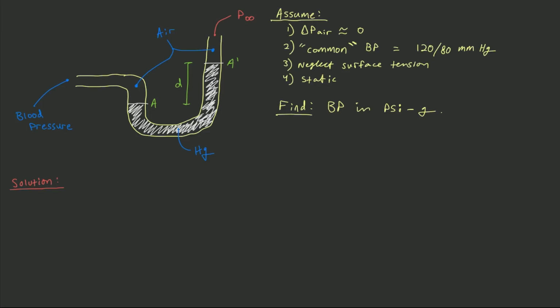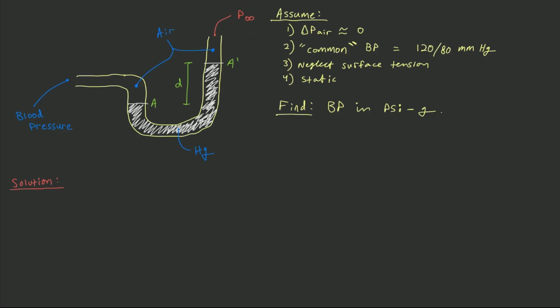In this example problem, we'll be applying the hydrostatic pressure equation to a sphygmomanometer, which is a very particular type of differential manometer which measures blood pressure. For simplicity, we'll be idealizing this sphygmomanometer as a simple U-tube manometer, as shown here, with one end of the manometer exposed to blood pressure, as shown on the left, and the other end of the manometer exposed to atmospheric pressure, as shown on the right, and denoted as P sub infinity.